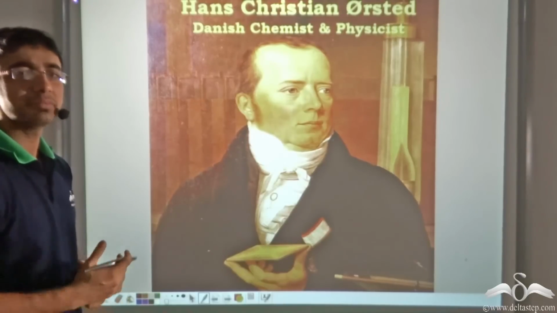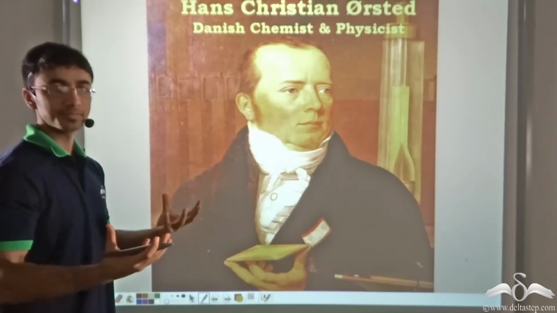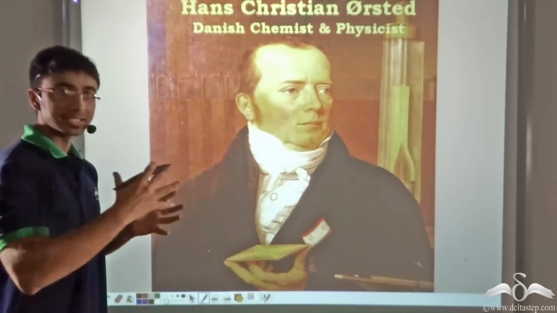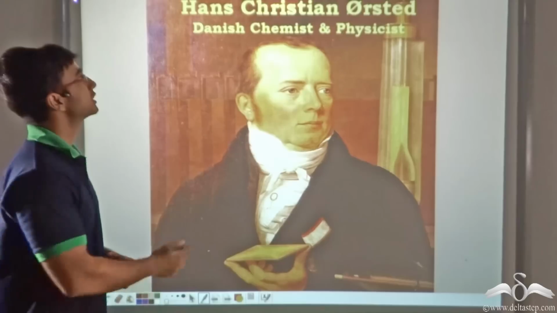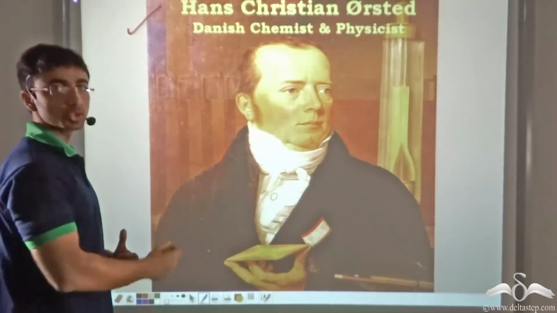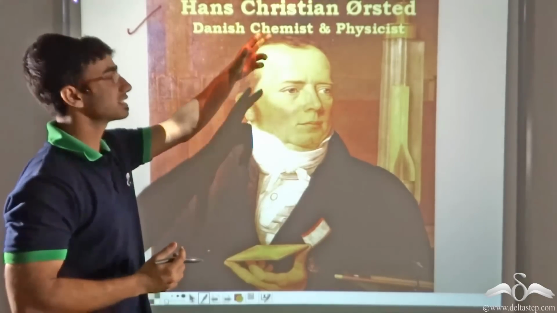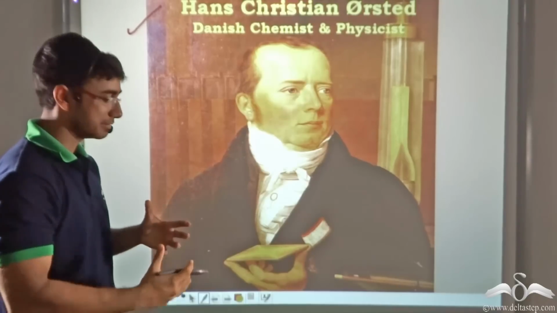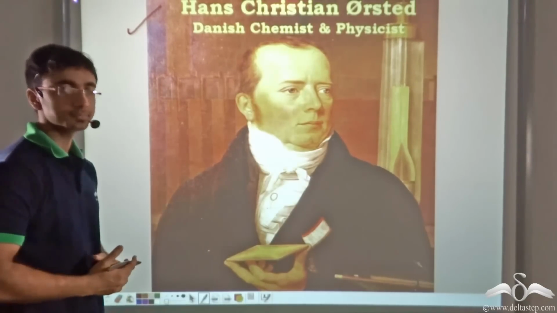Long back, sometime in the 1800s, it was thought that electricity and magnetism are two completely different topics, that there was no link between them. But during that time, there was a scientist known as Hans Christian Oersted. Now, Hans Christian Oersted, a Danish chemist and physicist, was responsible for finding this missing link between electricity and magnetism. So, how did he find it?